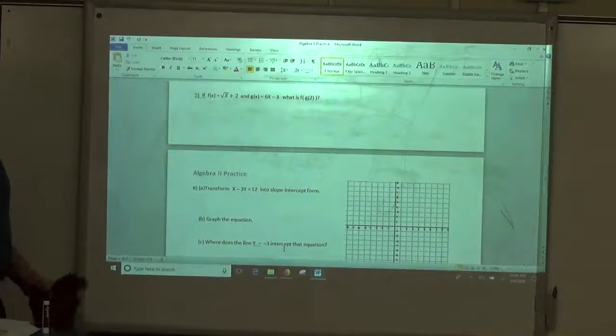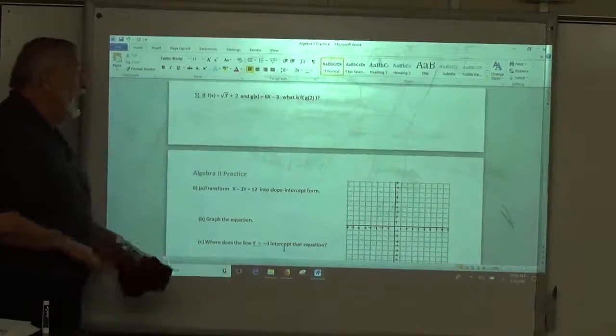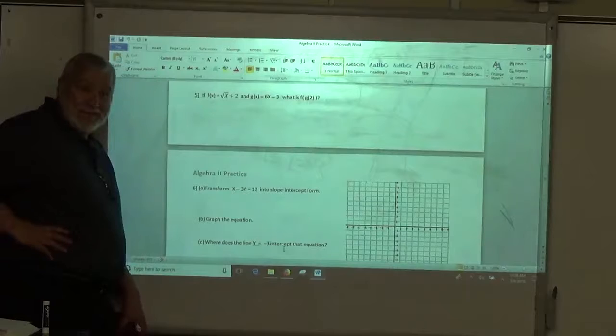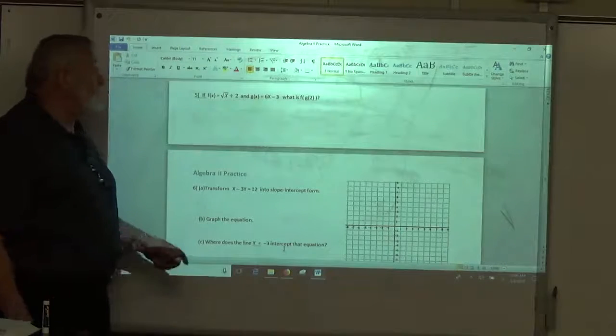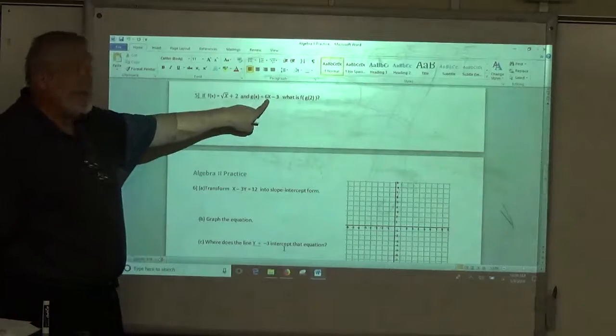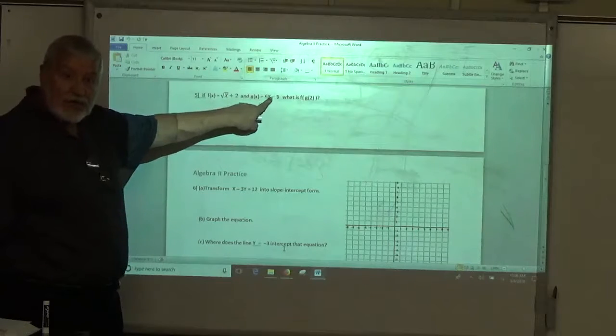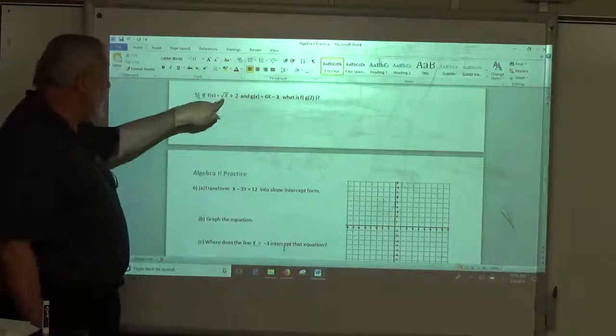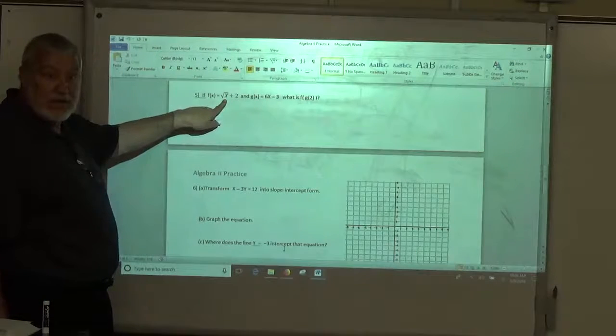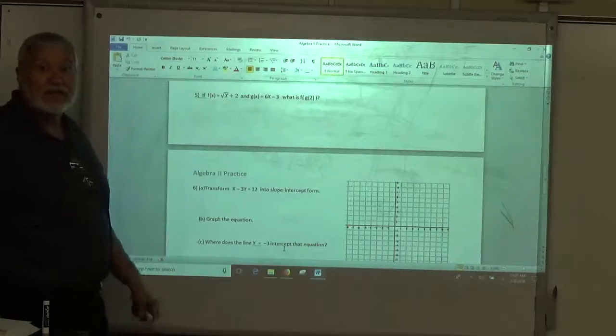Okay, this is what I wish was on the test. All right, so what is f of g of 2? Okay, so first thing you have to do is what? Put a 2 in here and get 12 minus 3, which is 9. Then you put a 9 in here. 3 plus 2 is 5. 3 plus 2, 5. Okay.